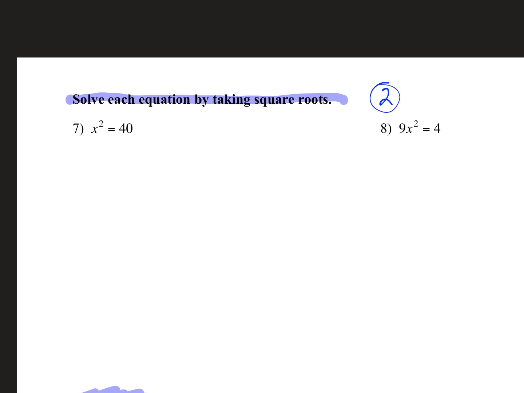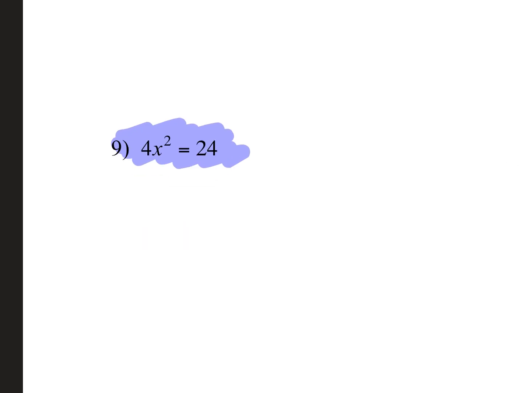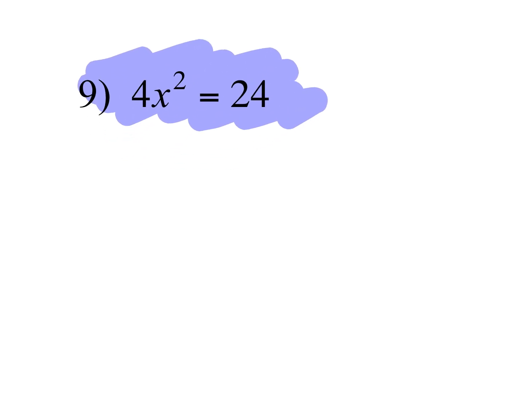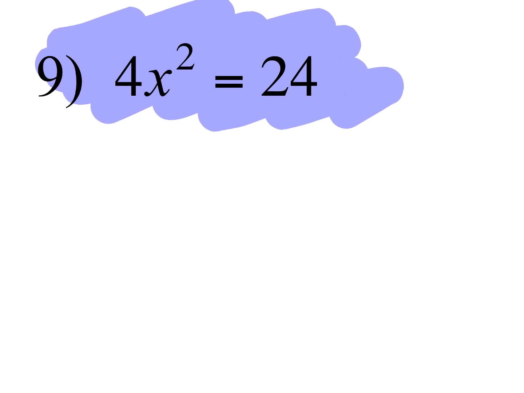What does that say? Taking the square root. So if you had something like number 9, if you're going to solve this by taking the square root, when can we take the square root? When x is what? By itself, when it's alone. So in a case like this, what would you do to get x squared all by itself? We're going to divide both sides by 4. So you end up with x squared equals, what's 24 divided by 4? 6, okay. Now is x squared all by itself? Yes.